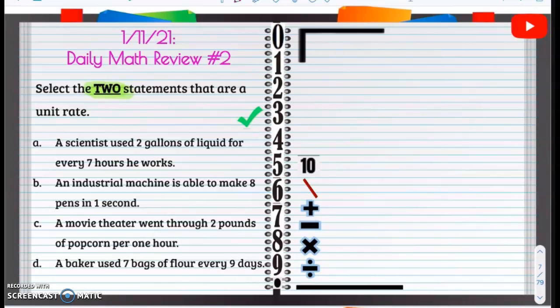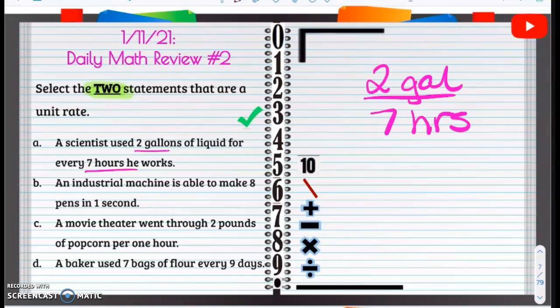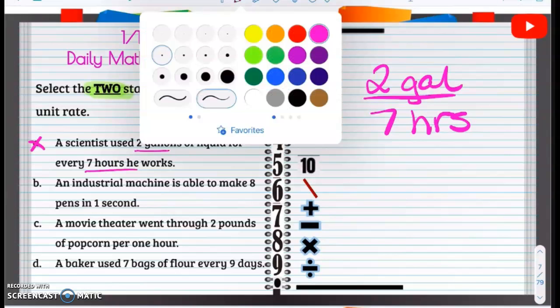A scientist used 2 gallons of liquid for every 7 hours he works. So 2 gallons for every 7 hours. 2 gallons for 7 hours. Is that a 1 in our denominator? Nope. How about the next one?